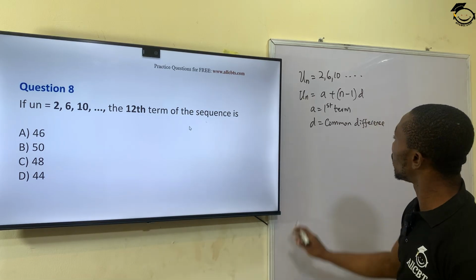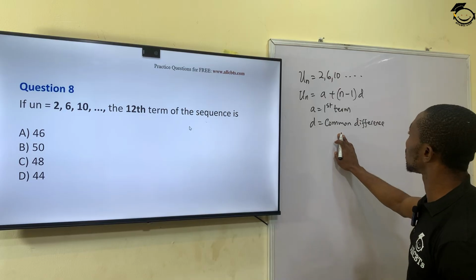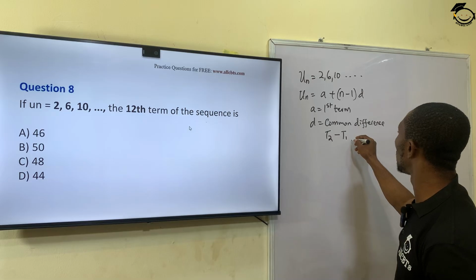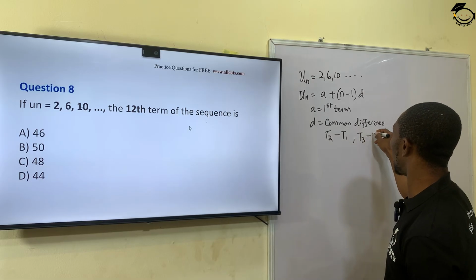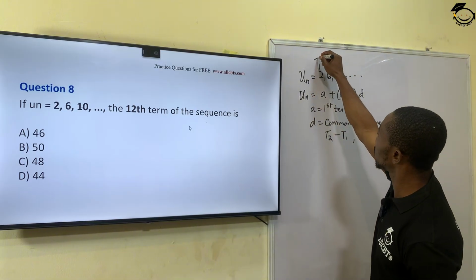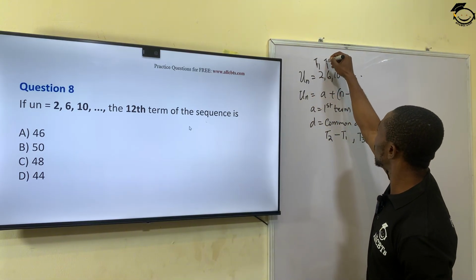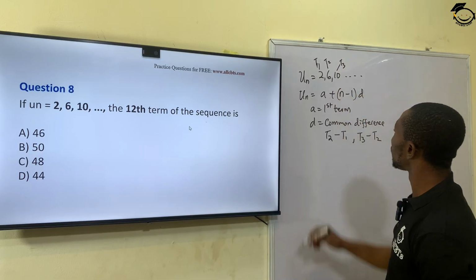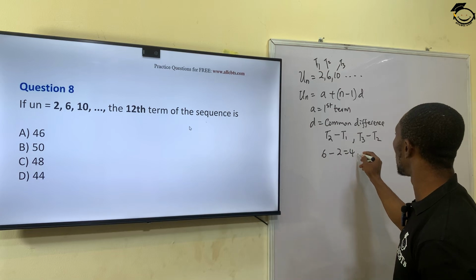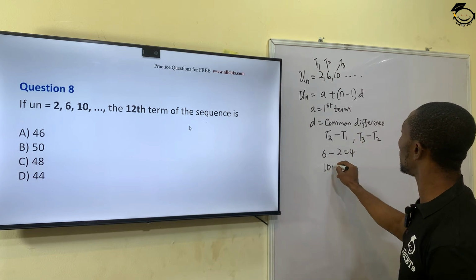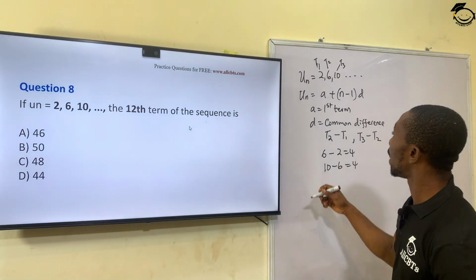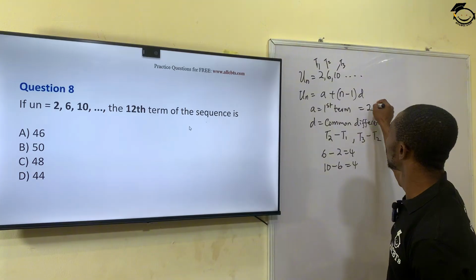Now, for us to find our common difference, it is T2 minus T1 or T3 minus T2. Our T1 is our a, then T2, T3. So T2 minus T1 is 6 minus 2, which will give us 4. And T3 minus T2 is 10 minus 6, which will give us 4. So our common difference will be 4, and our first term a is 2.